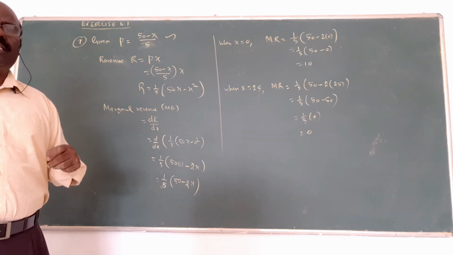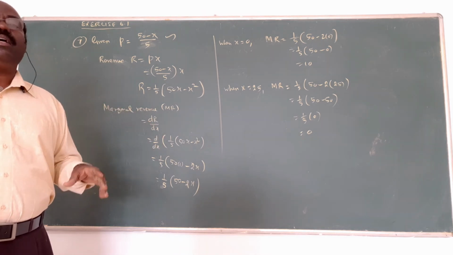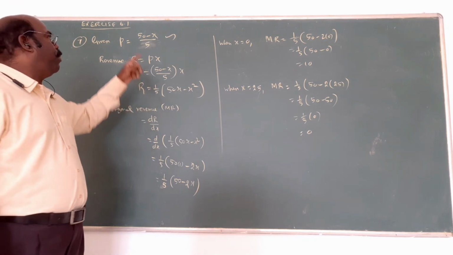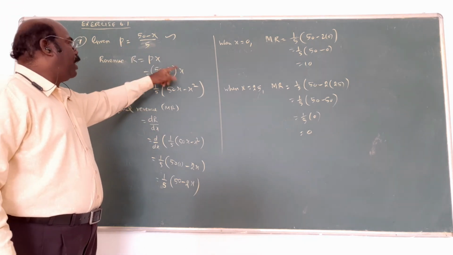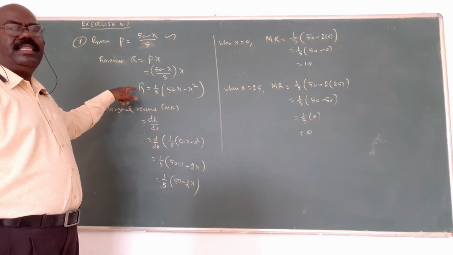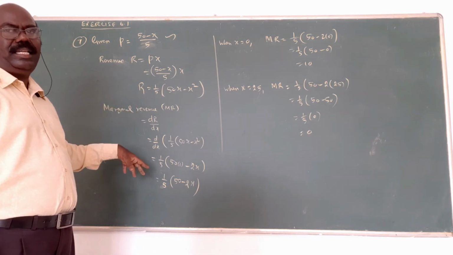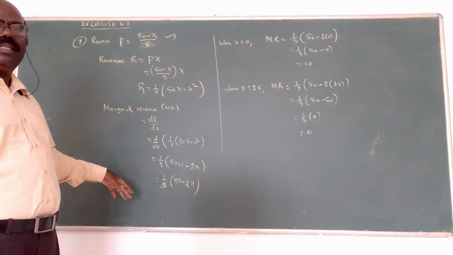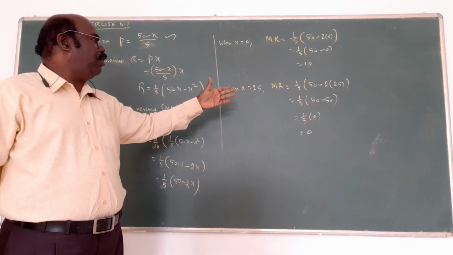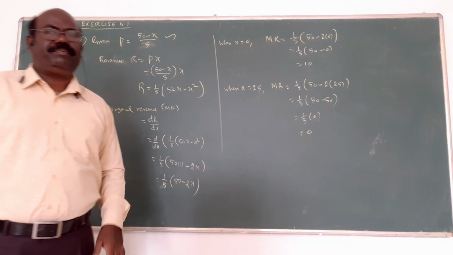But the question wants revenue, R, which is not given. From P, you must multiply by x. That is called revenue. Then differentiate R with respect to x. After finding MR, that is marginal revenue, substitute x equal to 0 for one answer. When x equal to 25, another answer. That's all. Small concept.